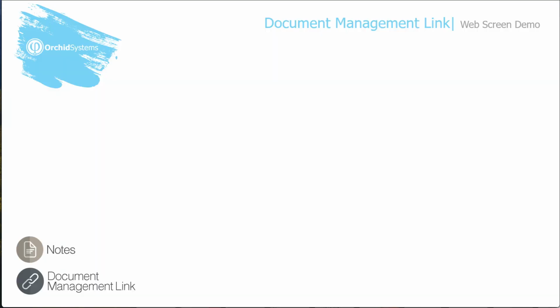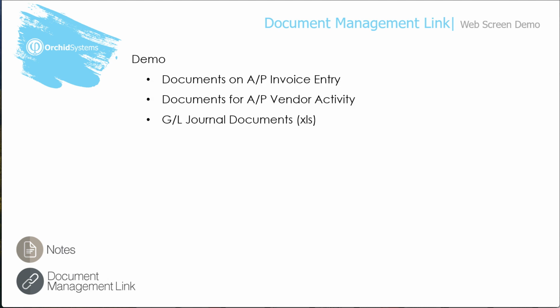We've looked at using Document Management Link on the web screen, looked at examples of viewing and adding documents on the AP invoice entry screen, seeing how they are also visible on the AP vendor activity screen. We've looked at attaching spreadsheet, emails, and attachment from emails against GL journals. This is all configurable, and we will go through the configuration a little bit later.